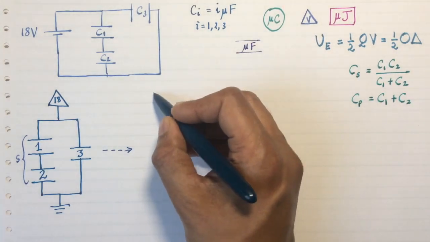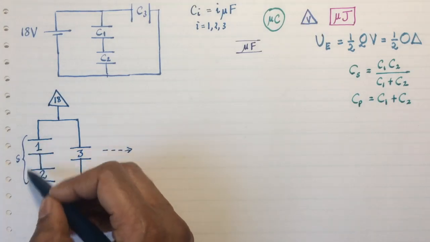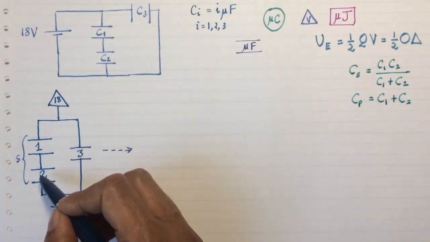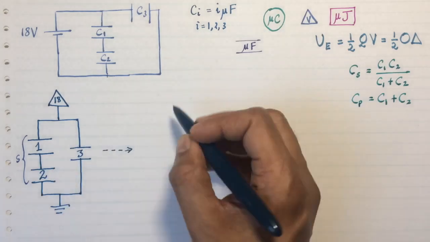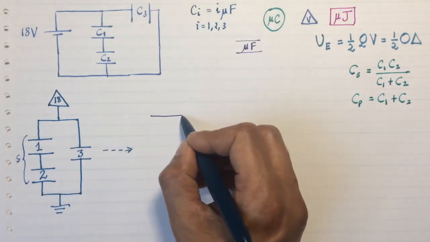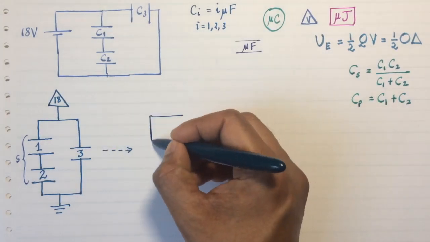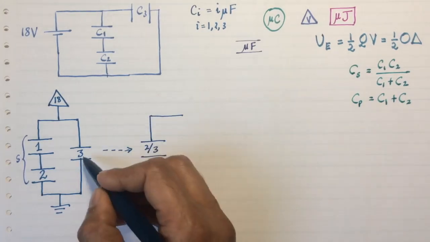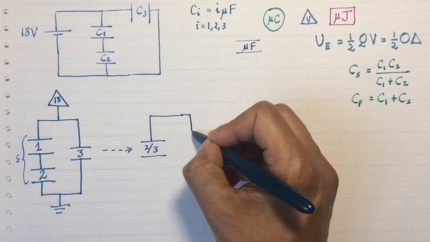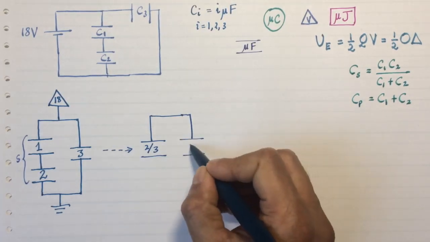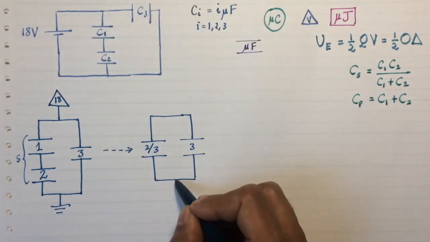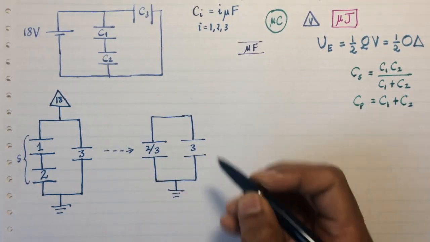So the next step, because I'm combining these two in series, the total capacitance is going to be 1 times 2 divided by 1 plus 2, or 2/3. That I'm going to leave alone. And you can already see the tree is pruned. It's becoming smaller.